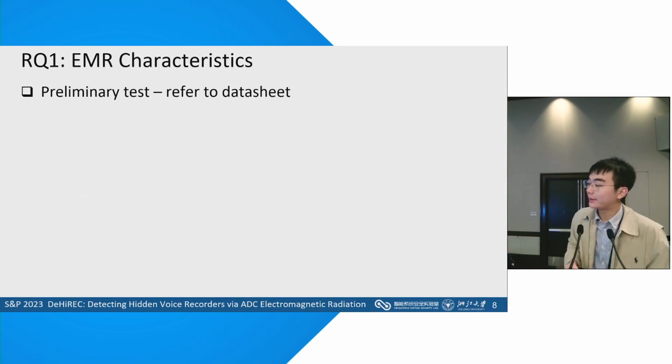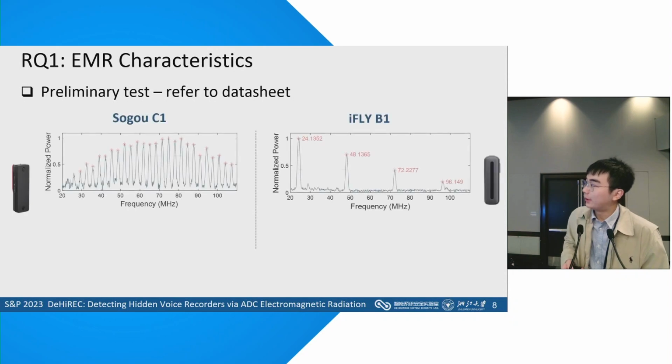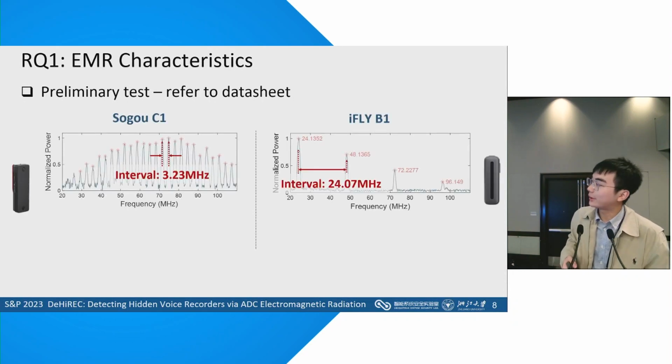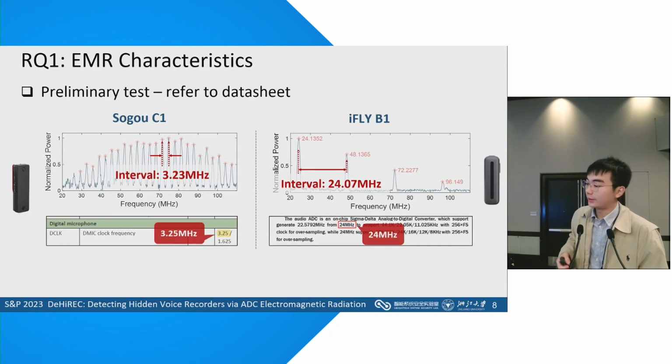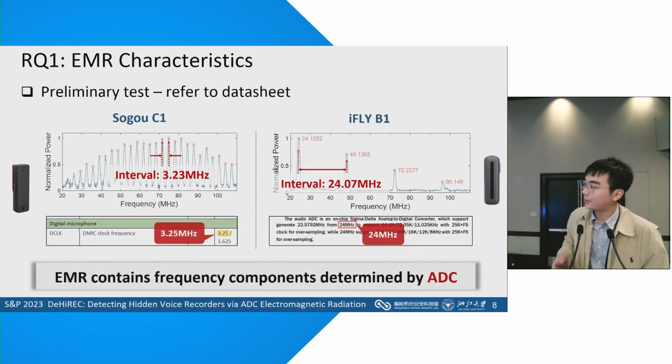Further, we compared the frequency with the datasheet of the voice recorder's chips. Take the so-called C1 recorder, for example. The radiation frequency is 3.23 megahertz when it is recording, which matches the ADC clock in the datasheet. The result of the other recorder is the same. So here's our answer to question one: the electromagnetic radiation of recorders contains frequency components determined by the ADC.